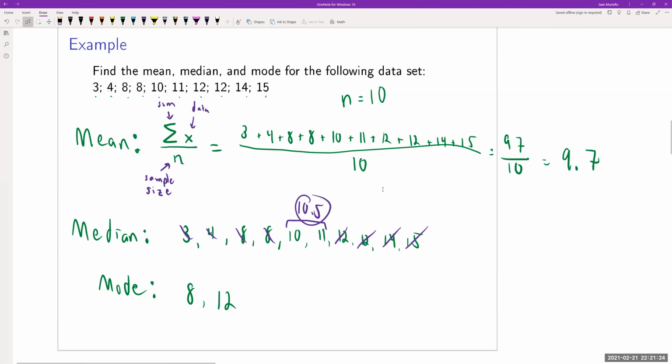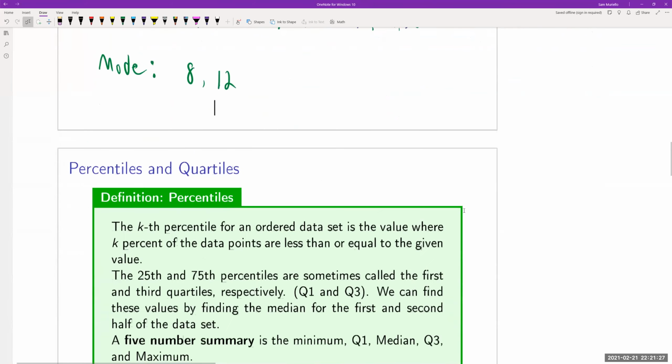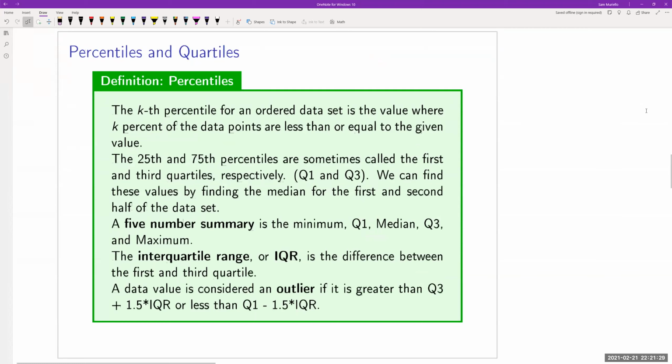For now, let's expand on the idea of the median by talking about percentiles. A percentile is the value where that percent of the data is less than or equal to the given value. So for example, we might say the 50th percentile would be the data point where half of the data is less than or equal to that value.